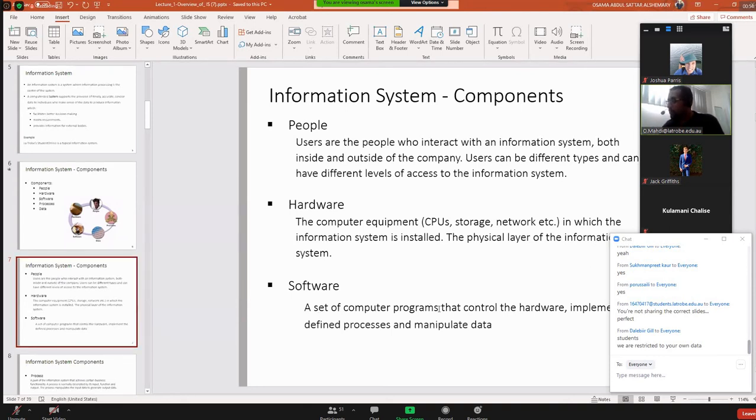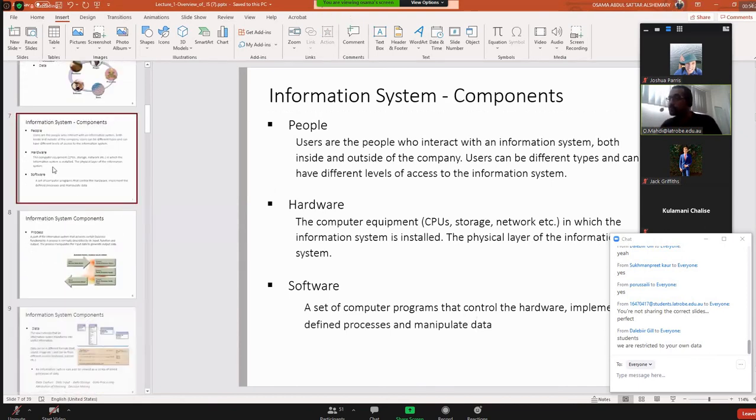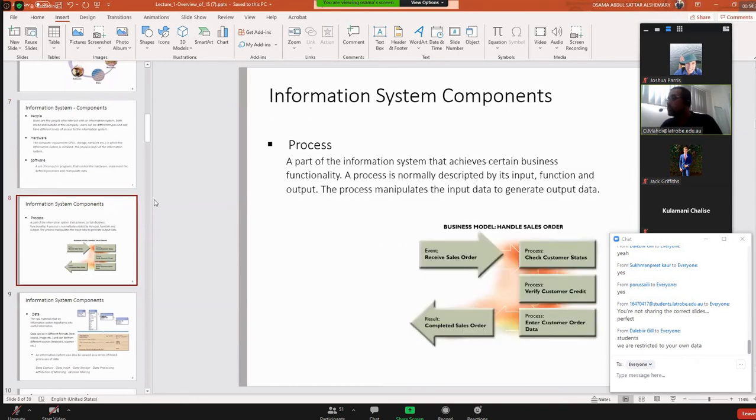Software is a set of computer programs that control the hardware, implement the defined process, and manipulate the data. That software is also the interface between the system itself and the user, the people who are using this information system. And what else? We have a process. A process is a part of the information system that achieves certain business functionality. A process is normally described by an input, a function, and the output. The process manipulates the input data to generate the output.